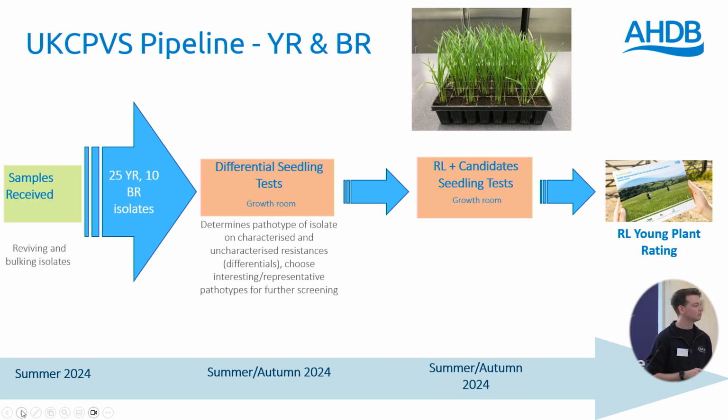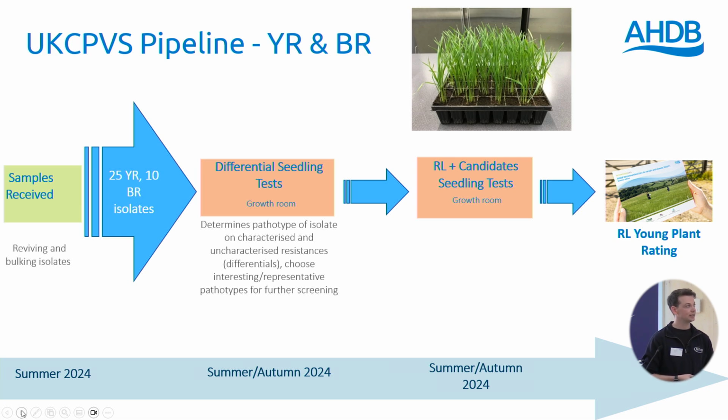So in summer, perhaps starting in March up until late July, maybe early August, we'll be receiving samples. And then, as I said, we will select the 25 yellow rust and 10 brown rust, and this will go on to the testing. So in late summer, autumn, perhaps a little bit into sort of November, we'll be doing the differential tests. So this is to understand the pathotype of all the isolates that we've selected.